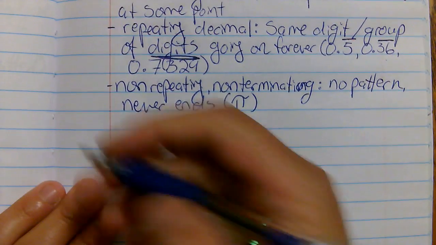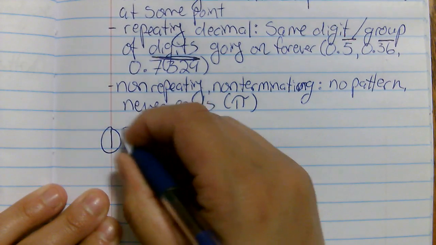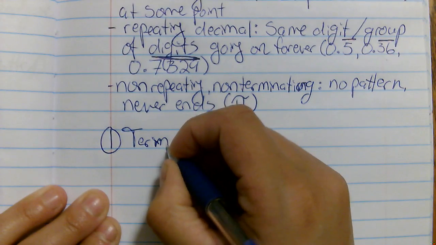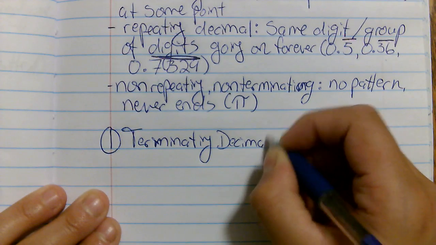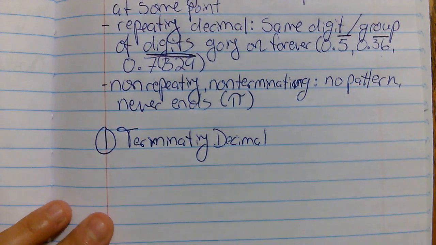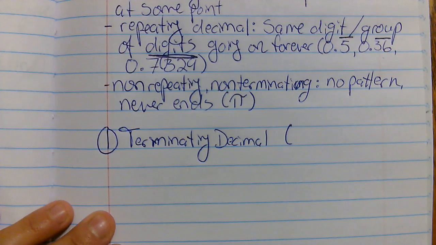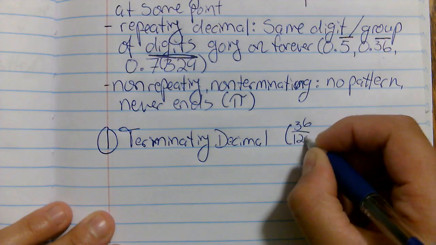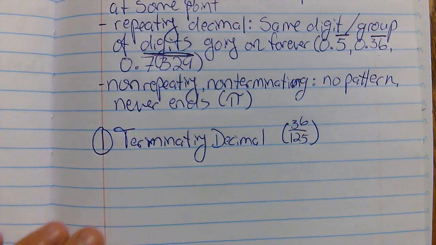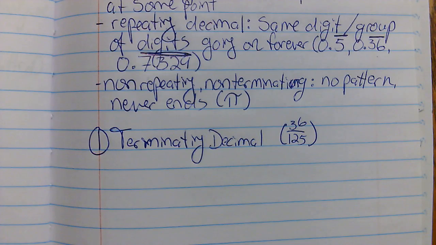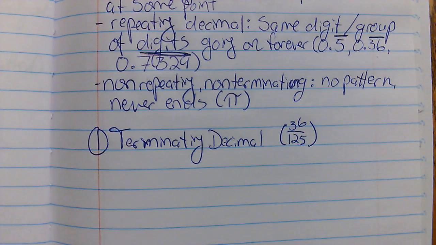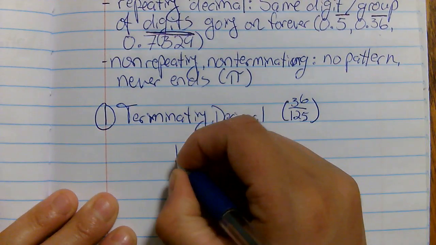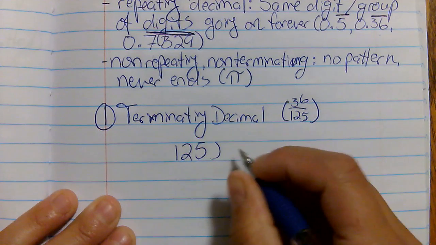All right, so let's go ahead and try a couple of these. Let's see an example of a terminating decimal. Okay, so let's do 36/125. That's a nice one. All right, so we are going to go ahead and turn this into a decimal. Easiest way to do that, top, divide, bottom. So top, divide, bottom. I'm going to set this up in a division bracket.